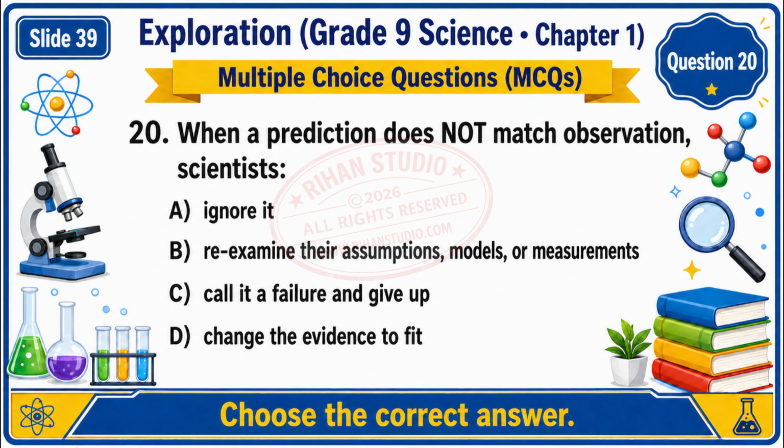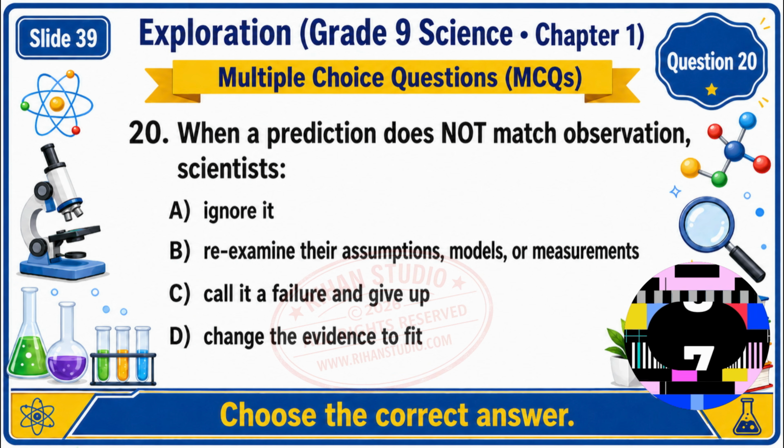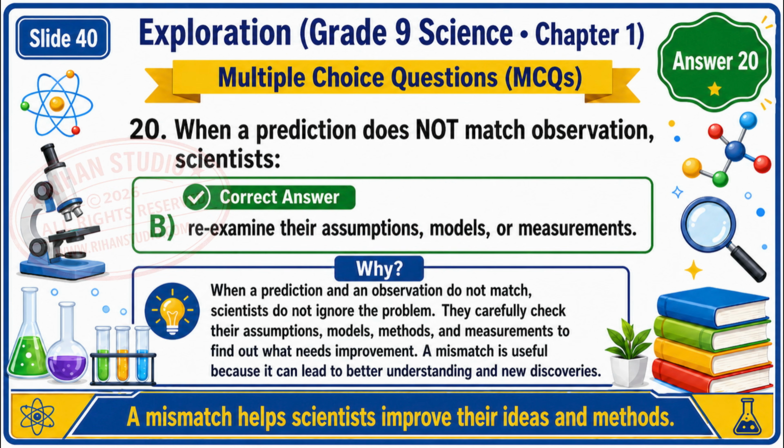20. When a prediction does not match observation, scientists A. Ignore it. B. Re-examine their assumptions, models, or measurements. C. Call it a failure and give up. D. Change the evidence to fit. Answer B. Re-examine their assumptions, models, or measurements.